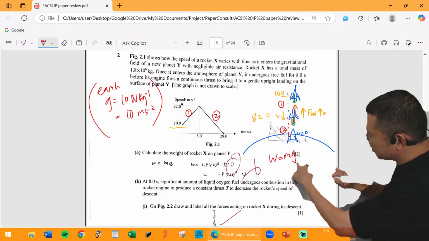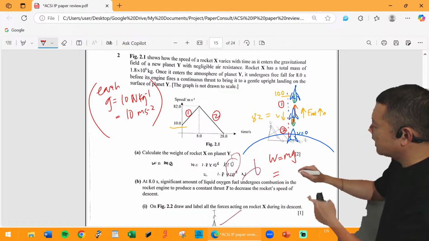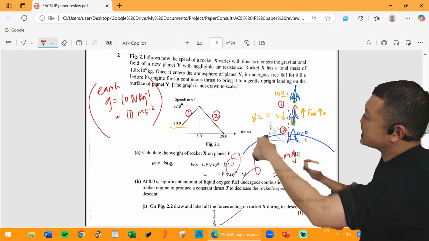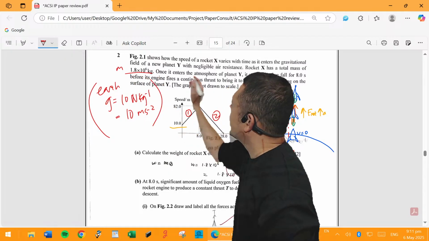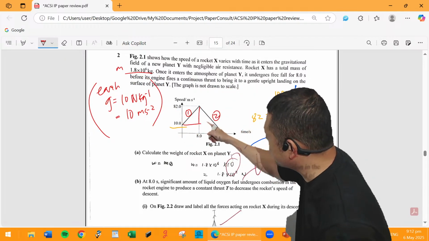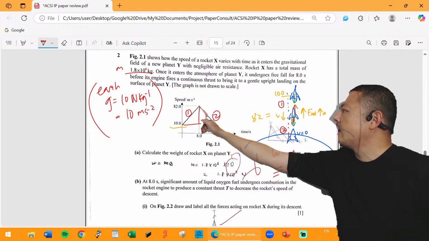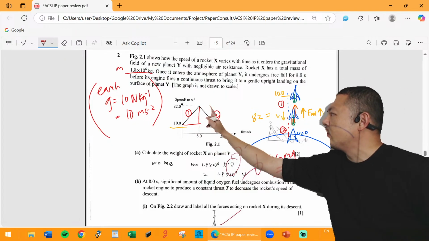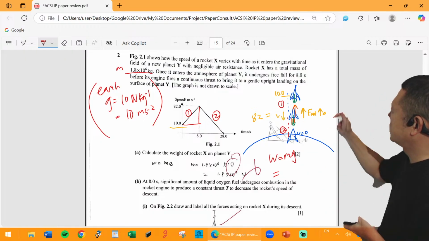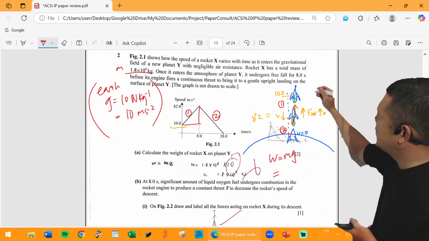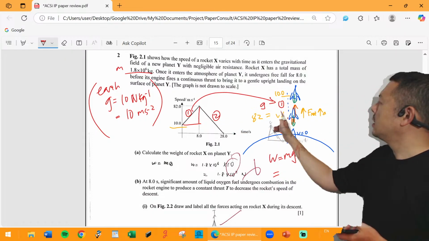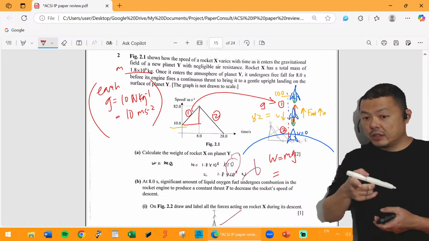Right. So W equals to mg. m is the mass there. That's the mass. This is m. g, you need to find the gradient, right? Like what Nathan was saying, you need to find the gradient of this graph because that's the gravitational acceleration due to the gravity of the planet. Do you understand this? The gradient is the g here. Do you get this correct?